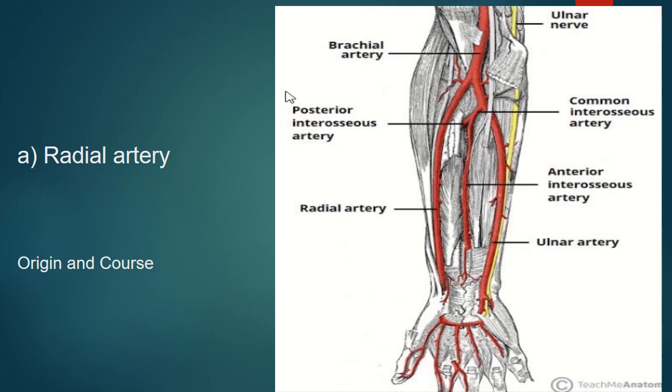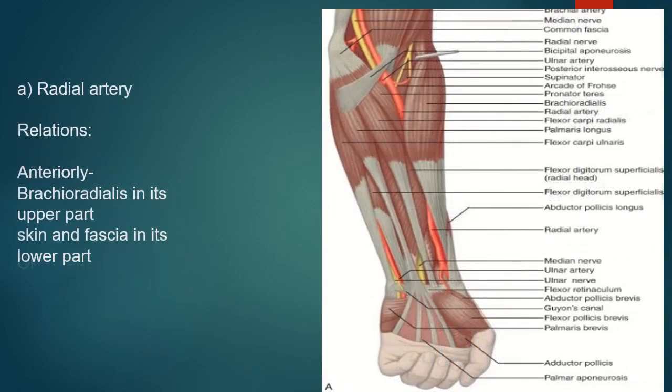Now let's talk about its relations in the forearm. Now we'll talk about the relations of radial artery in the forearm. This is the radial artery. This is the lateral side. This is the medial side of the forearm. As you can see in this image, the radial artery is overlapped or covered anteriorly by this brachioradialis muscle. This whole muscle is the brachioradialis muscle, which is covering the radial artery in its upper part.